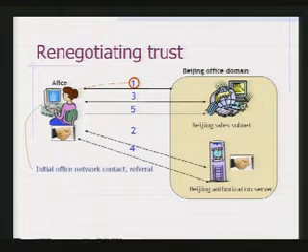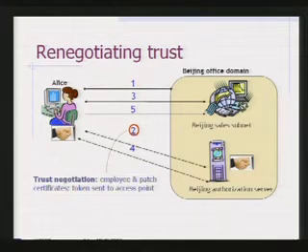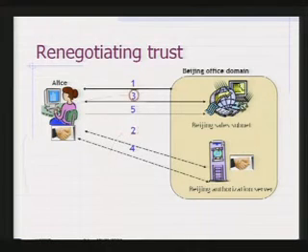Financial department back home in order to see this information. At that point, we can renegotiate trust. So in this diagram, we've got step one. We've already performed that. That's when Alice first tried to access the network and ended up being sent off to do a trust negotiation with the authorization server.